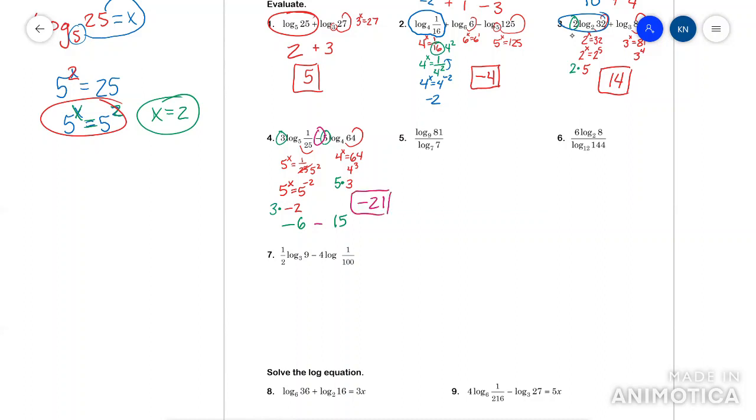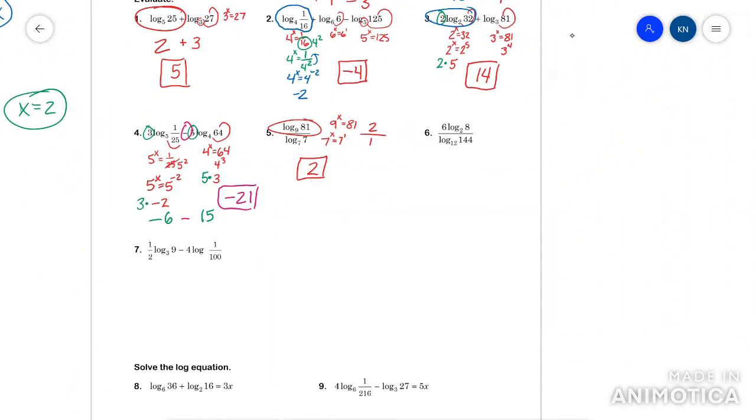Okay, now we get into some divide. You treat them the same way. Evaluate the top by itself. So it's like 9 to what power makes 81? Well, that's 2 over. And then evaluate the bottom. That's like 7 to what power makes 7 to the 1? Well, that's just 1. So you end up with 2 over 1, which is just 2.